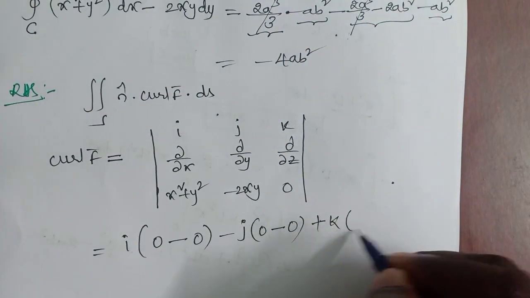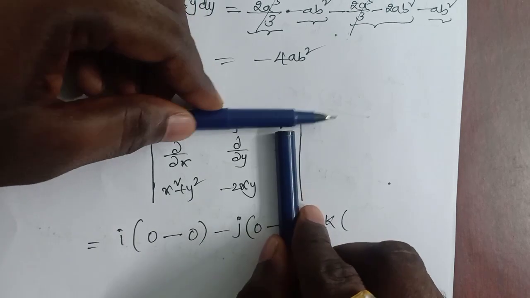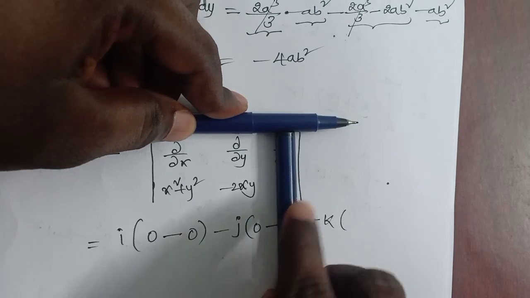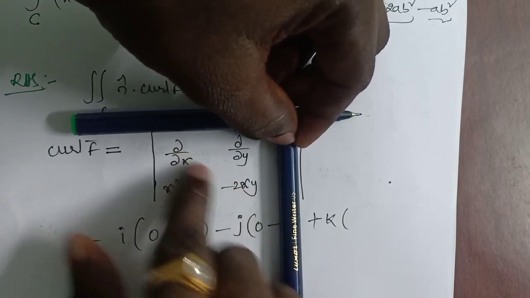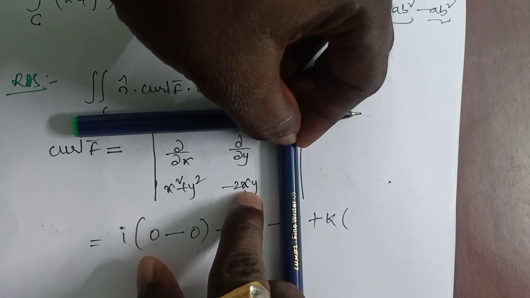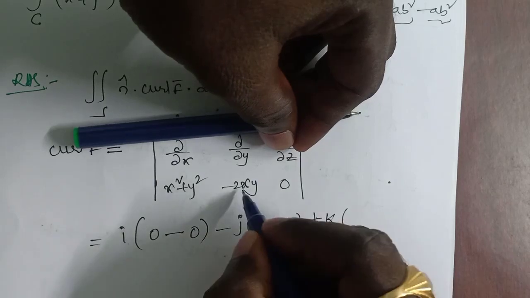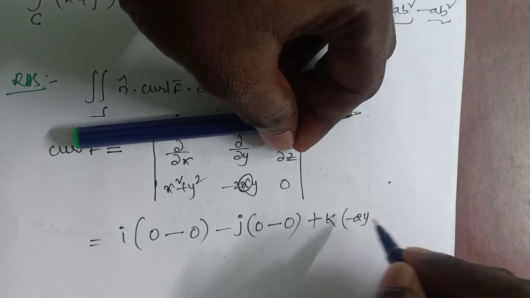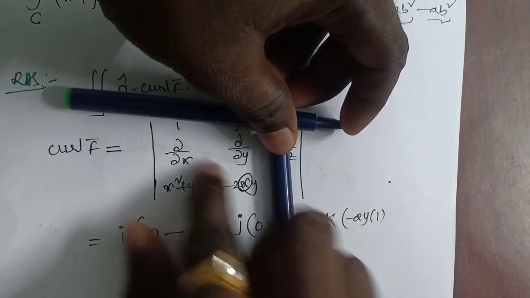Plus k times of, if you want to find the cofactor of k, we need to eliminate the entire row and entire column. The first one is ∂/∂x of minus 2xy. So treat y as a constant and minus 2 as a constant. We have differentiation for x only here. So minus 2y into, for x it is 1. Minus 2y into ∂/∂x of x is what? 1.